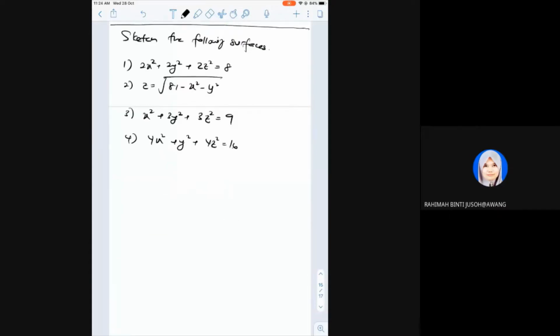Question number 1, solution. Berbeza dengan silinder, kalau silinder tadi, the equation we just have 2 variables, okay? But in this case, for the case of sphere, we will have all 3 variables with square, okay? Semua ketiga-tiga variable tu dah ada square lah.